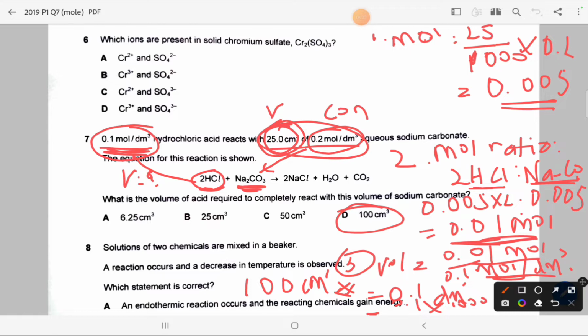Then finally, find out the volume. Look at the unit: you have 0.01 mole, and then you have 0.1 mole per dm cube. So how do you find an answer whereby the unit is dm cube? That's mole divided by mole per dm cube. That's 0.01 divided by 0.1 mole per dm cube, and that would be 0.1 dm cube, which is 100 cm cube. So remember, 1 dm cube is 1000 cm cube.